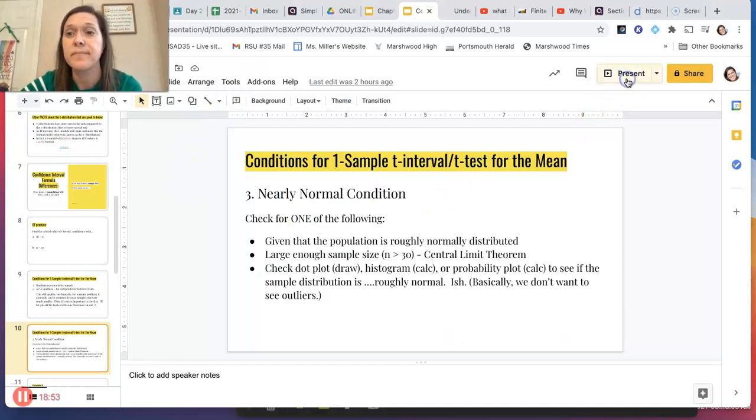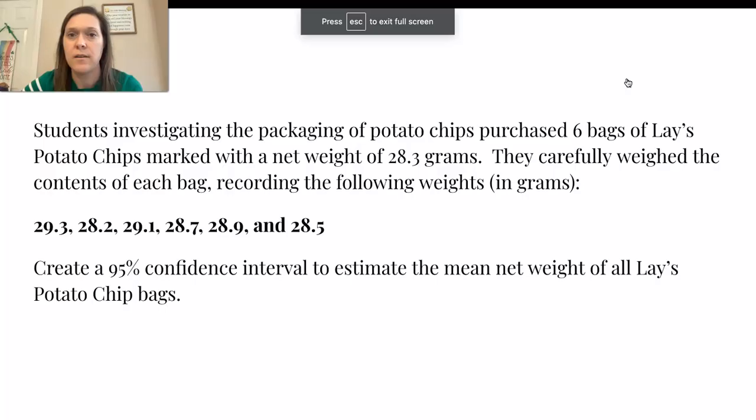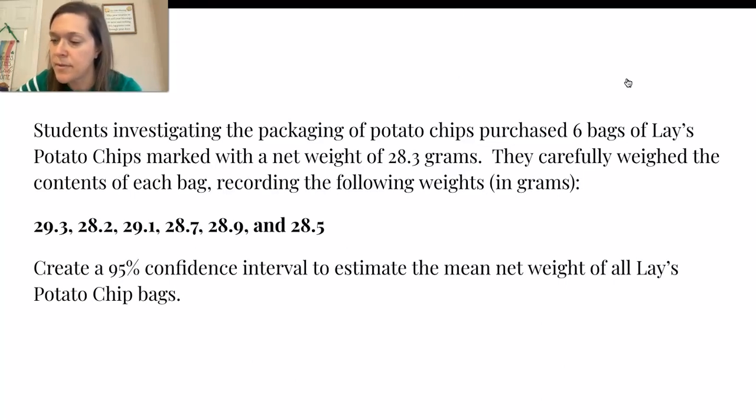Something like that. Okay, so coming back, let's go ahead and move into our first example here. It says, students investigating the packaging of a potato chips pack purchased 6 bags of Lay's potato chips marked with a net weight of 28.3 grams. They carefully weighed the contents of each bag, recording the following weights in grams. We want to create a 95% confidence interval to estimate the mean net weight of Lay's potato chips.